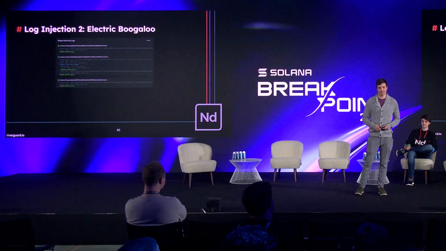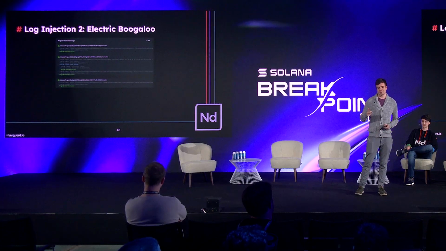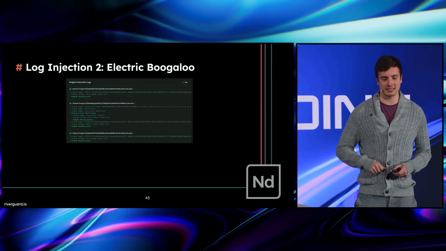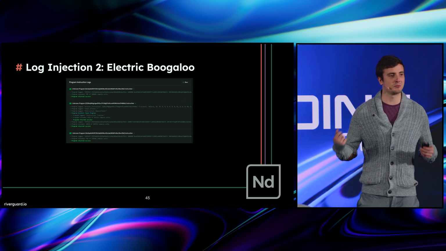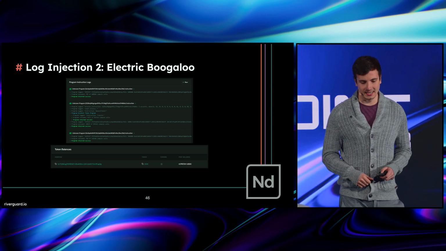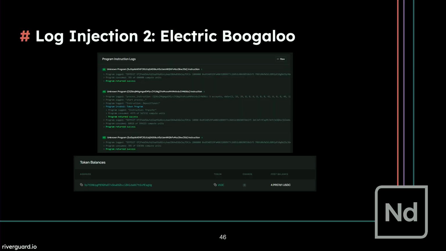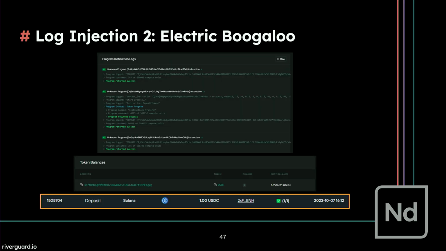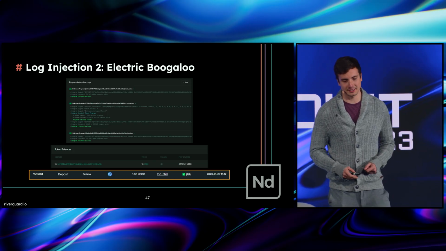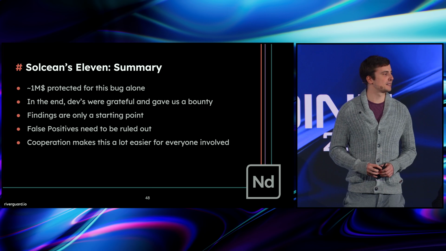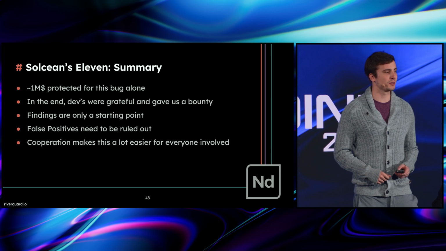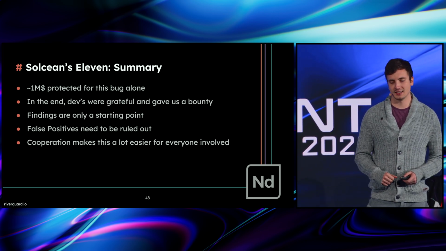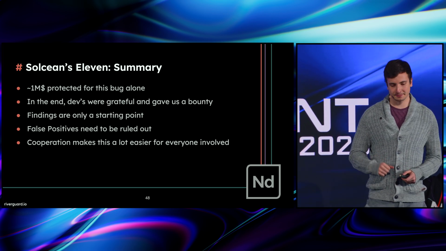So we just tried this out, included our own program in there before and after that had the same kind of log format. Again, self-transfer just to not have to pay anything to them. And so again, we didn't transfer any USDC. And again, we got the USDC deposited into our account. And we're $1 richer, I guess. So in summary, we protected over $1 million from this bug alone, because that's about how much was in the vault.